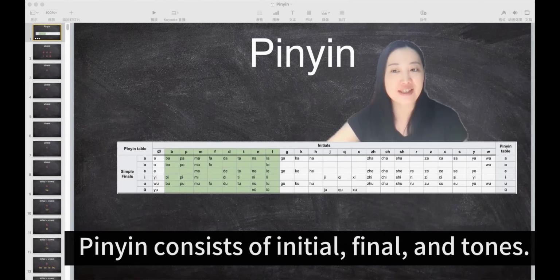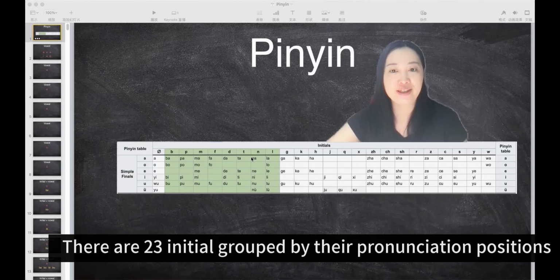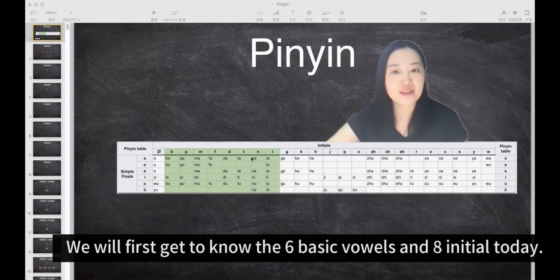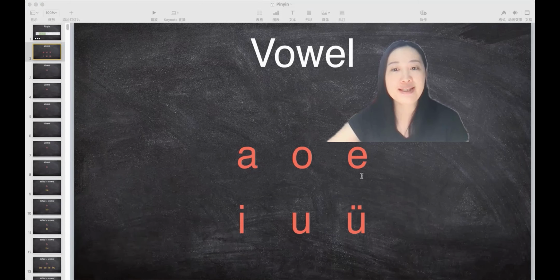Pinyin consists of initials, finals, and tones. There are 23 initials grouped by their pronunciation positions and 36 finals, including 6 basic vowels. We will first get to know the 6 basic vowels and 8 initials today. What you see here are the 6 basic vowels. I will pronounce each basic vowel twice, and please follow me to do the practice.